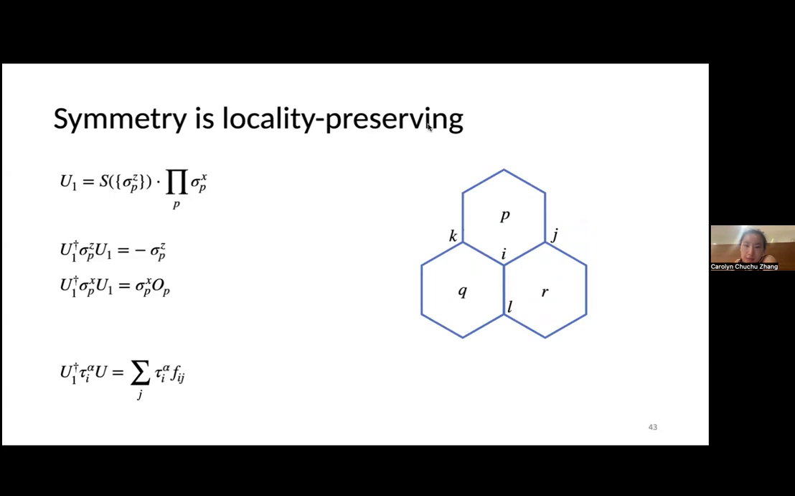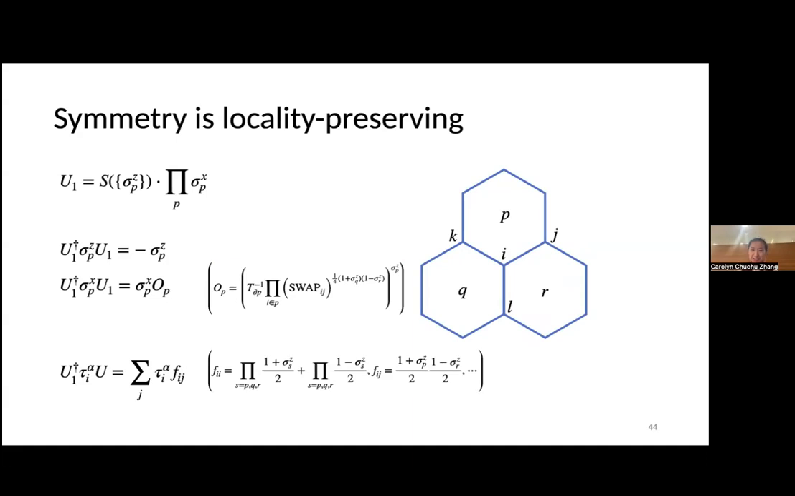And the symmetry is locality preserving. So you can check that if you conjugate any of the sigmas and any of the taus, it takes it to nearby operators. So this U just takes sigma z to minus sigma z, and it takes sigma x to an operator supported in the vicinity of this plaquette here. And it also takes tau xyz to operators supported on I, J, K, and L, so in the vicinity of this site I. So this is the actual transformation, but you don't need to worry too much about it. Just know that this OP is supported in the vicinity of this plaquette P.